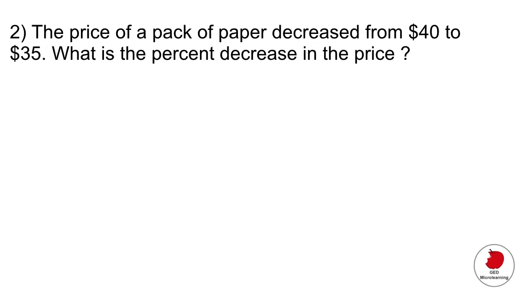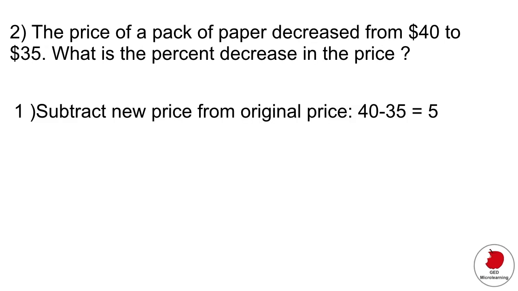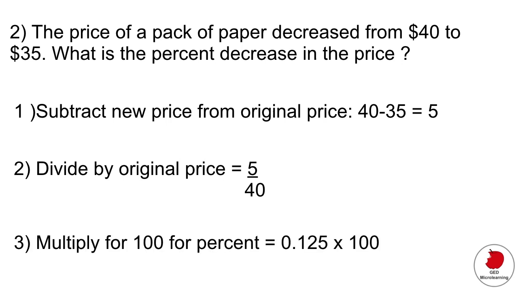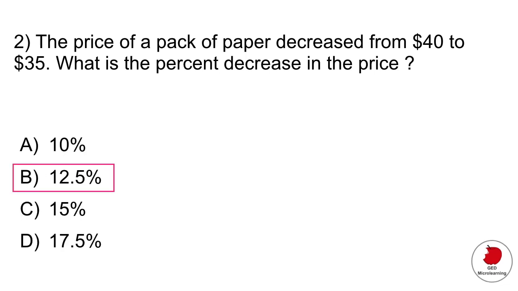The first thing that you're going to do is subtract the new price from the original price. That would give you 5. Then you're going to divide that 5 by the original price, which was 40. And then finally, to find the percentage, you just multiply by 100, and that gives you 12.5%.